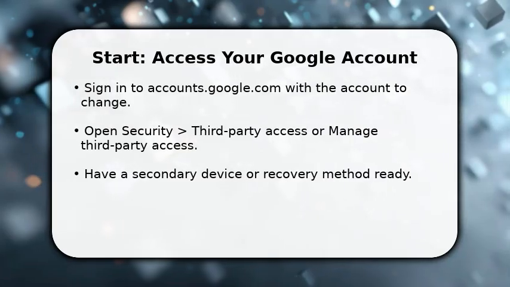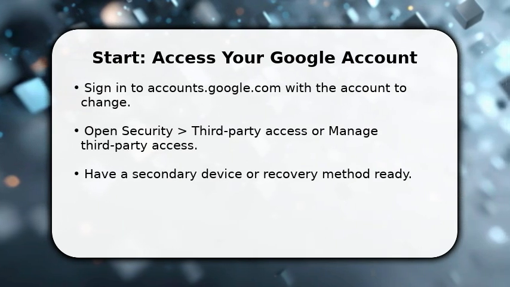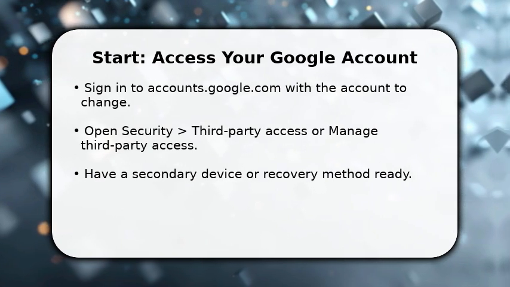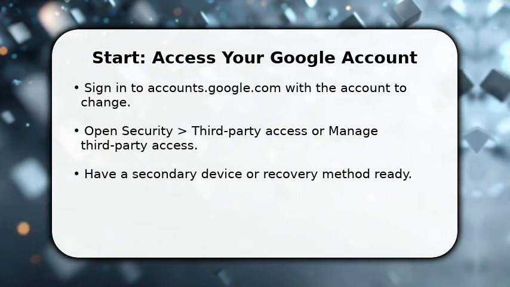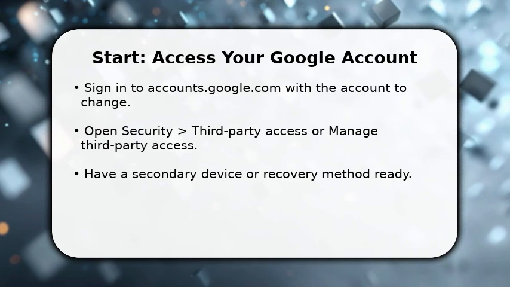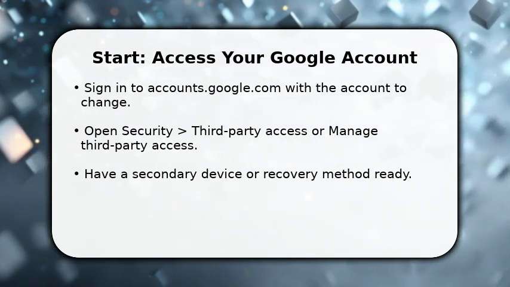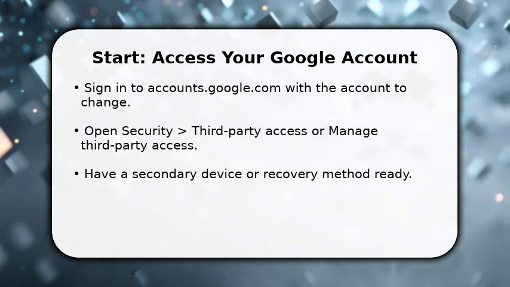You'll begin inside your Google account. Sign in now and go straight to security. Once there, open third-party access or manage third-party access so you can see active app permissions. You're doing this to stop apps from reading or controlling data they no longer need, which reduces risk.